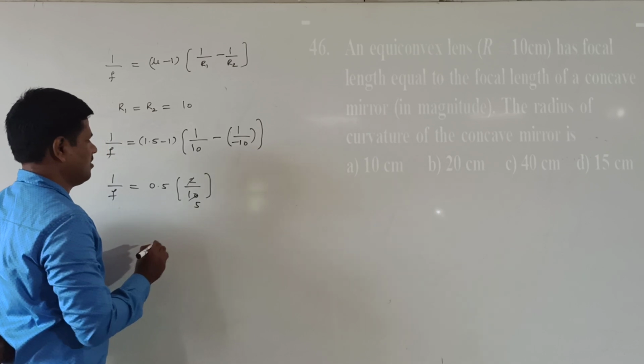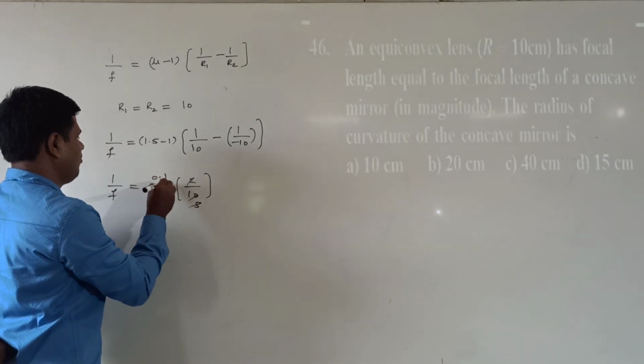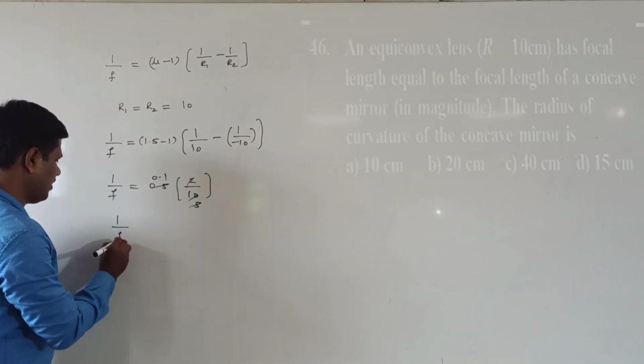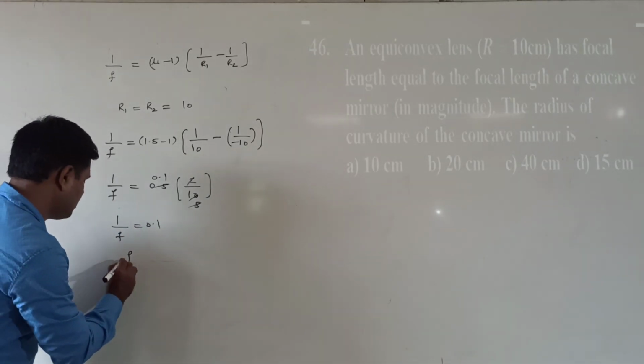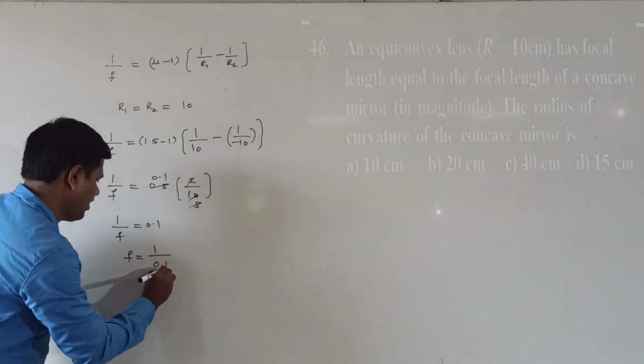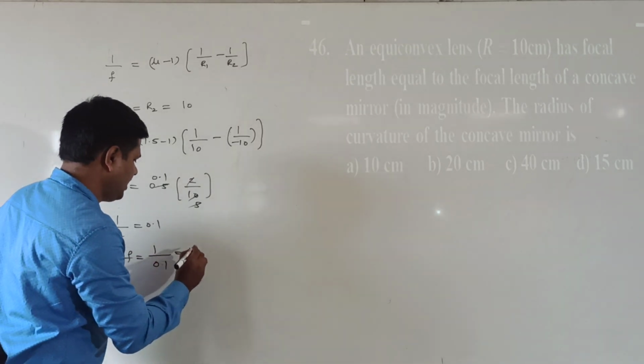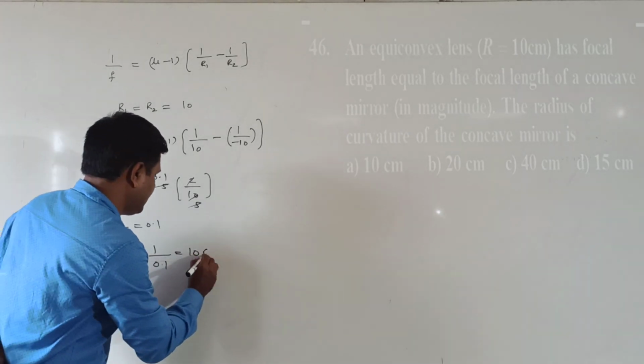2 ones are 2, 5s are... Now what is here? 5 ones are 0.1. Now what are we getting here? 1 by f is equal to 0.1, so f is equal to 1 by 0.1. 1 by 0.1 means 10. This is the focal length we are getting, 10 centimeter.